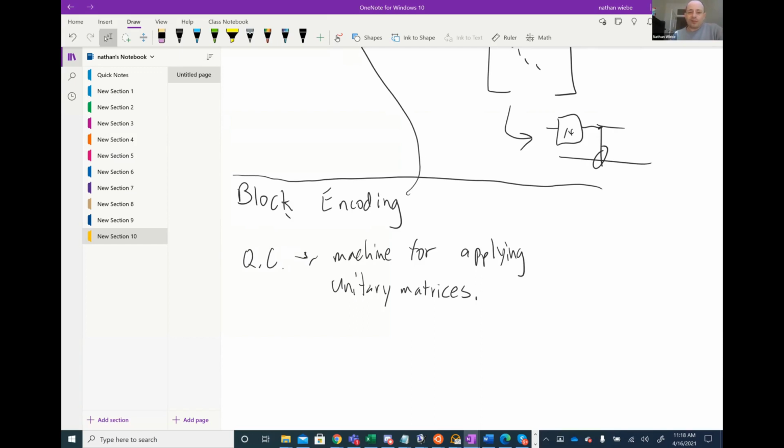But the thing is that not all matrices that we're interested in are actually unitary. Sometimes, we really would like to apply a non-unitary matrix on a quantum computer. And so, block encoding, to use clickbait terminology, is sort of like the one dirty trick that quantum informationalists didn't want you to know about: a way that you can apply non-unitary matrices with some success probability on a quantum computer.